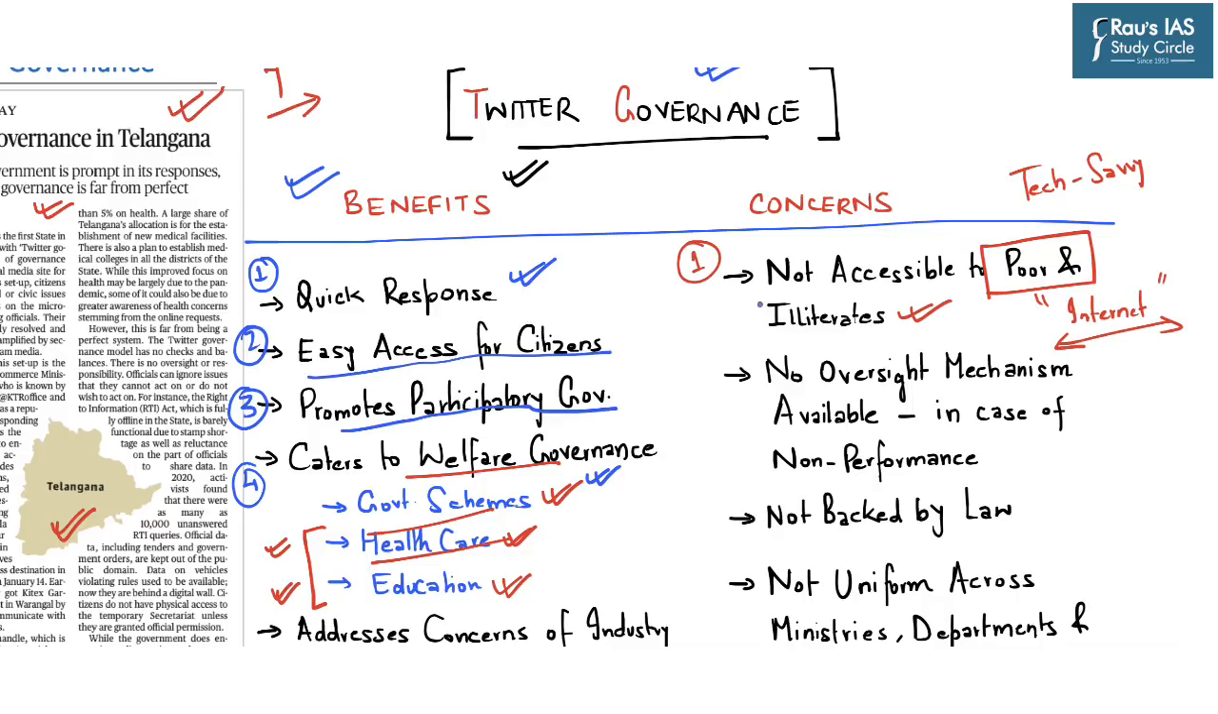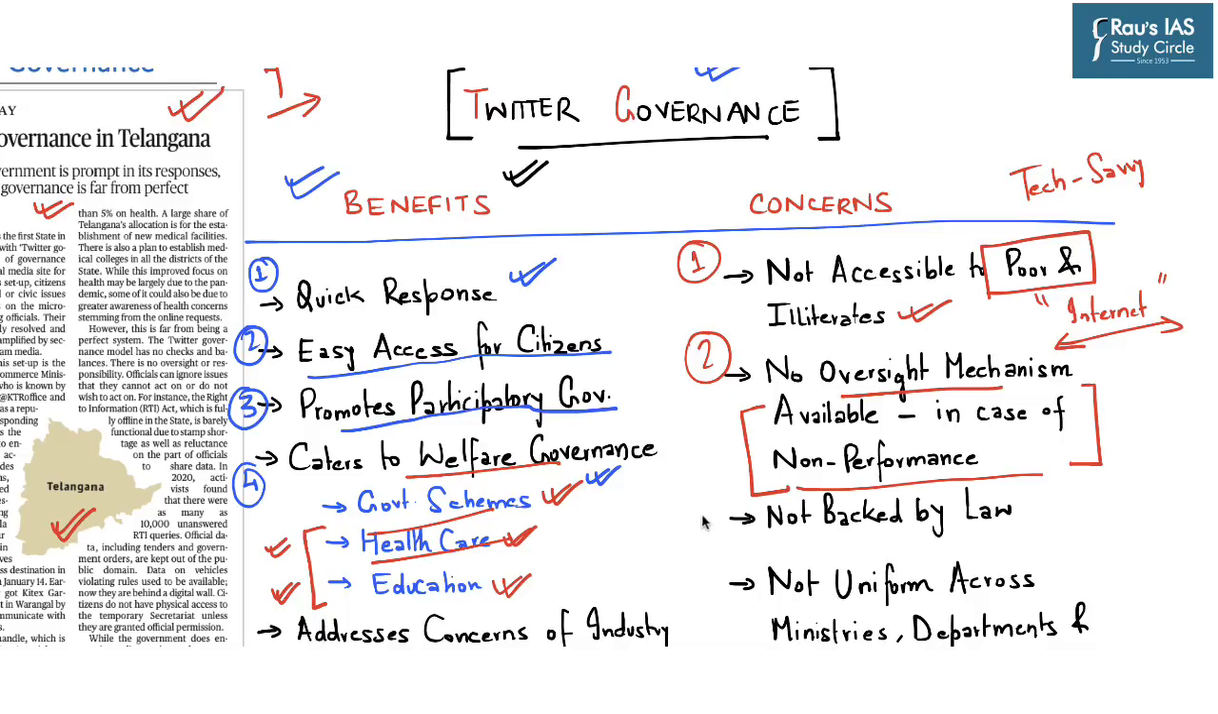Now the second concern is that with respect to Twitter model of governance, there is no oversight mechanism available through any law. So if a citizen addresses certain problems through their Twitter handle, and if such problems are not addressed, then there is no oversight mechanism available if their concerns are not addressed. So there must be certain oversight mechanism with respect to non-performance of duties by any officer if any concern has been expressed by the citizen through such mechanism.